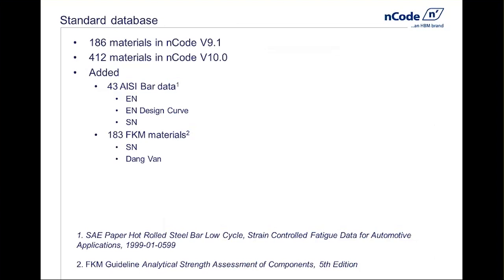In terms of the standard database we supply, up until now that's had approximately 180 materials in it, 186 I think. We've now added a significant number at this release, and now there are just over 400 materials. The materials added are 43 datasets from the American Iron and Steel Institute and 183 FKM materials in terms of SN and DAN properties.